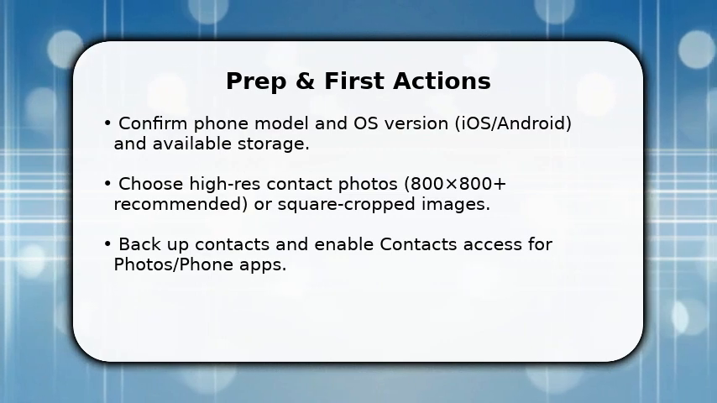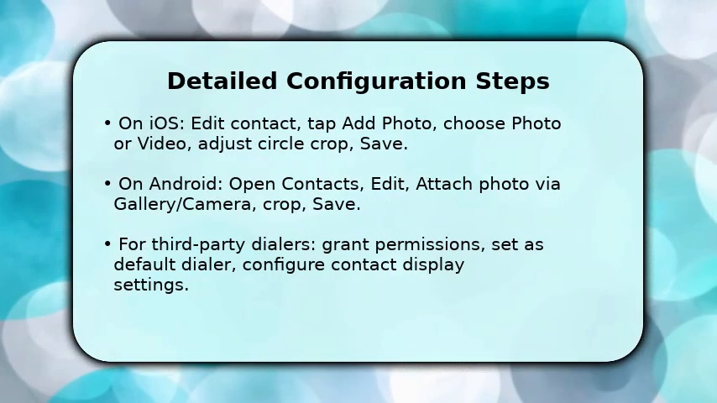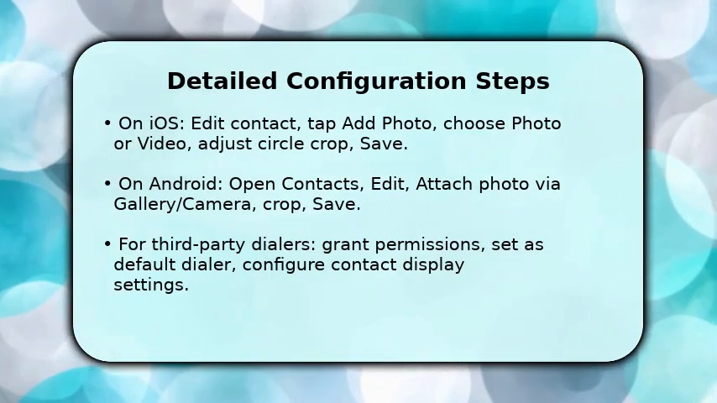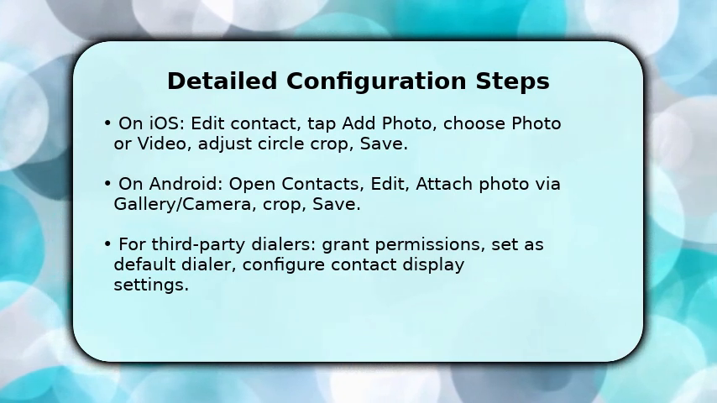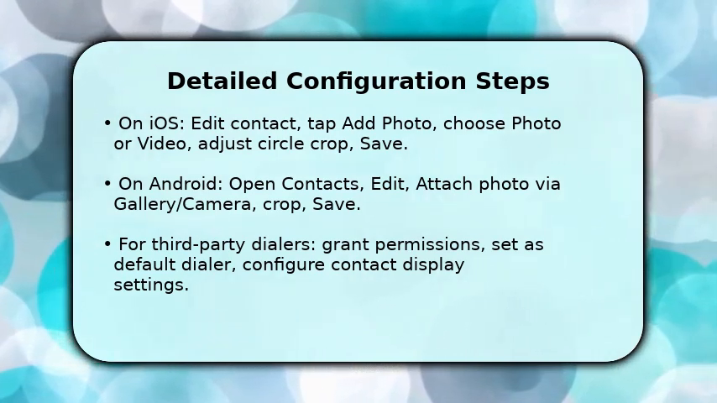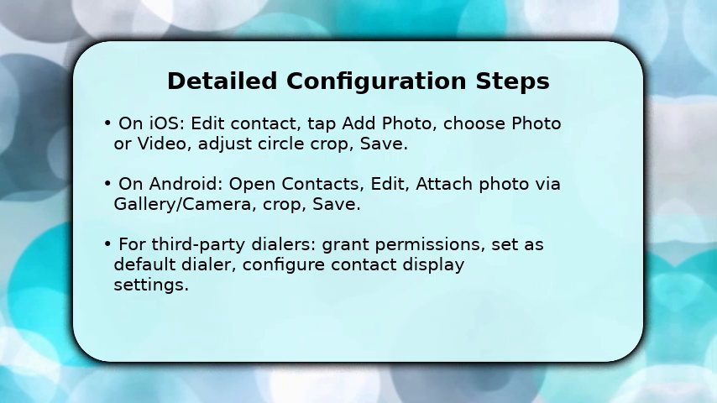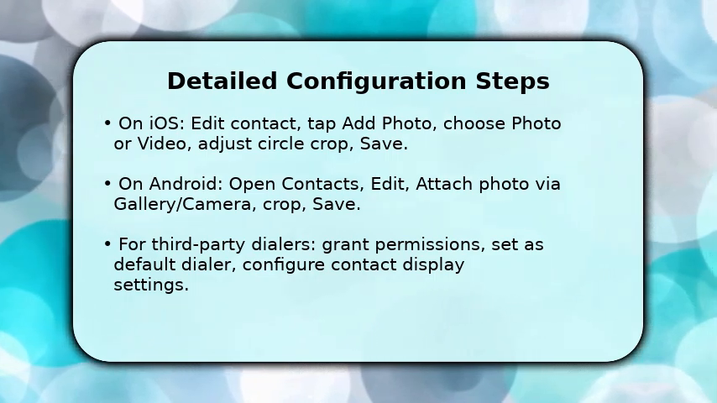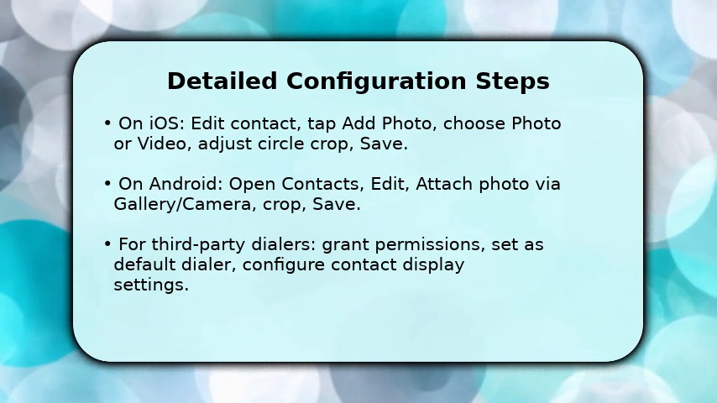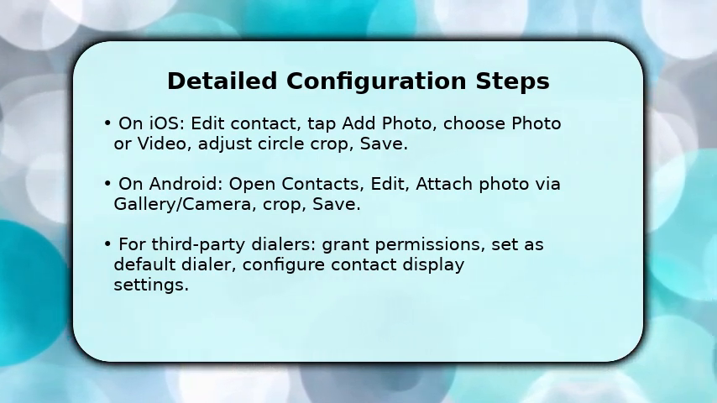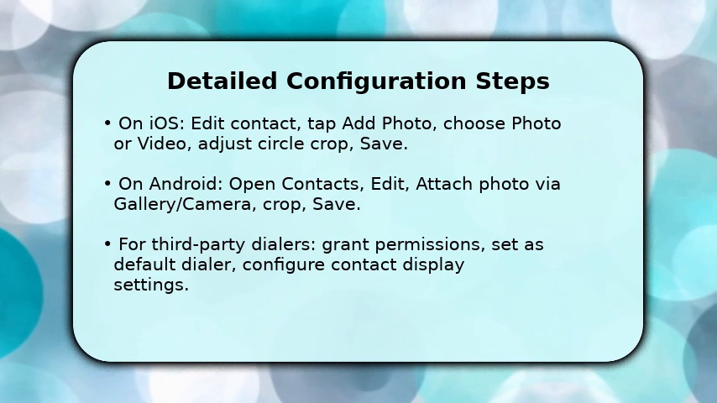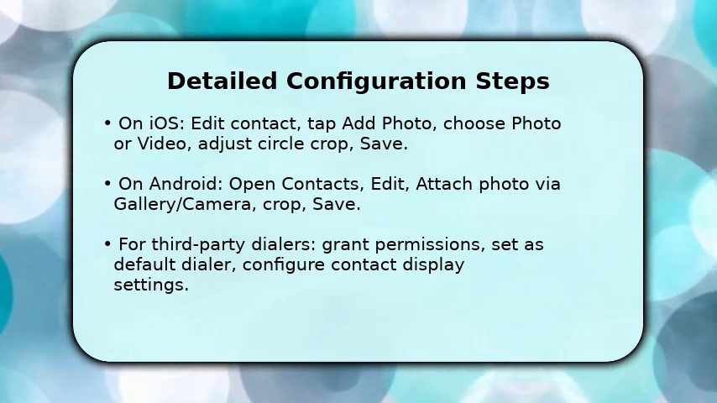Now you'll handle the more specific configuration. On iOS, edit the contact, tap Add Photo, select an image, adjust the circular crop so the face is centered, then save. This ensures full screen display on calls. On Android, use the contact edit, pick gallery or camera, crop to the suggested aspect, and save. Launcher skins may change exact labels.